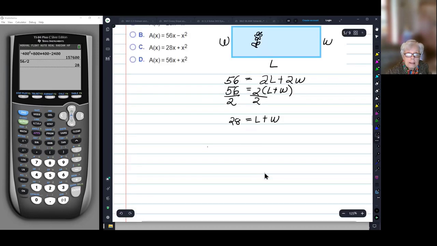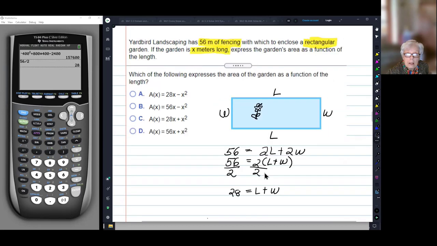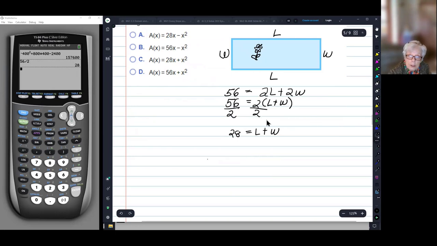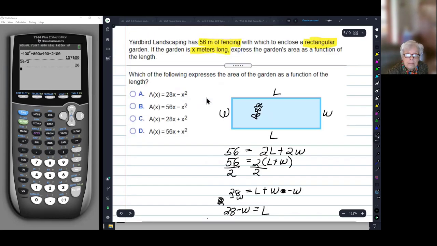And so now let's see what this thing looks like. All right. So if I were to subtract W from both sides, I get 28 minus W. Better do that. 28 minus W equals L. All right, so let's see.